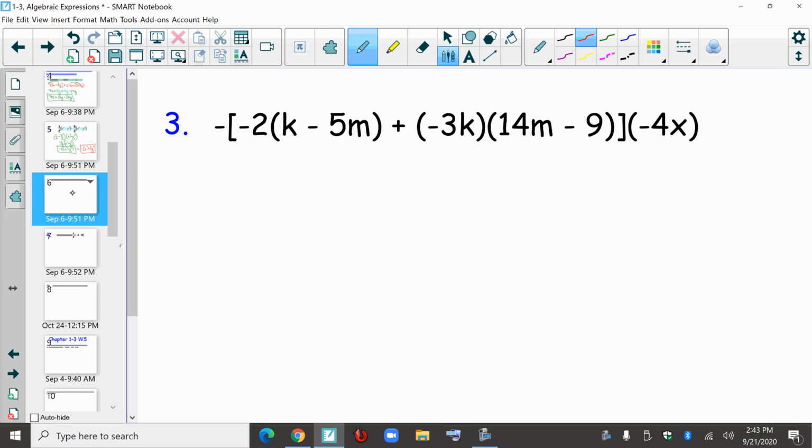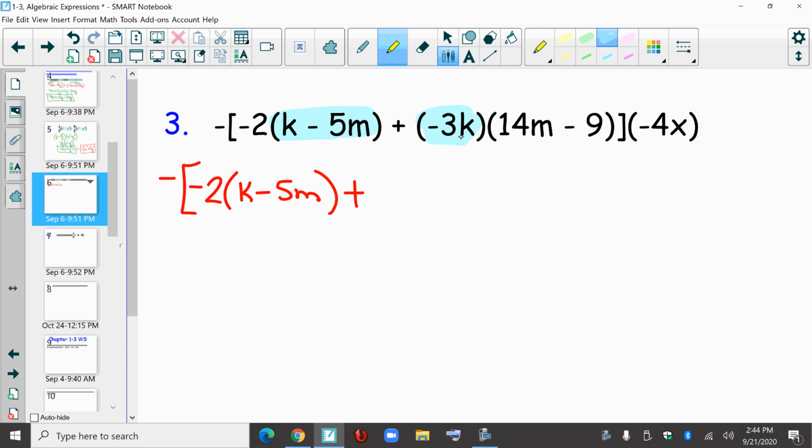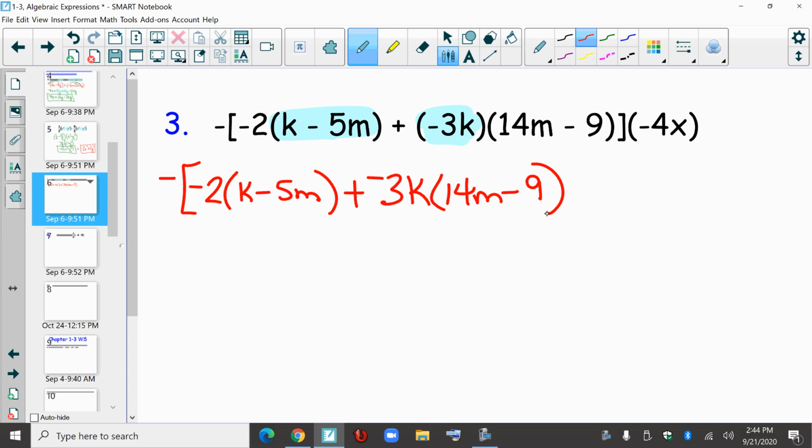Next, lots of parentheses there, so let's see what we can get rid of. So I'm going to go ahead and drop the negative down and drop the negative 2. Then I'm going to say, do I need those parentheses around the k minus 5m? The answer is yes, because the negative 2 is going into them. So then I go to the next parenthesis. Do I need that parenthesis around there? The answer to that is no, I don't. I can drop it. But I do need the parenthesis to the right of that because I'm going to distribute negative 3k into that. And I keep the parentheses around the negative 4x as well because that is attached by multiplication, and I don't want you to think that you are subtracting 4x.